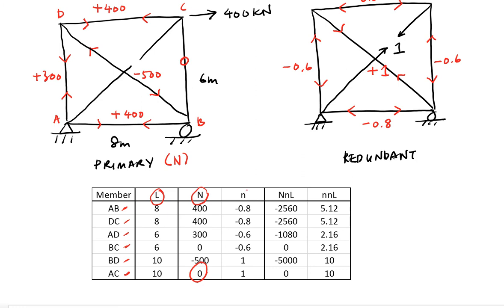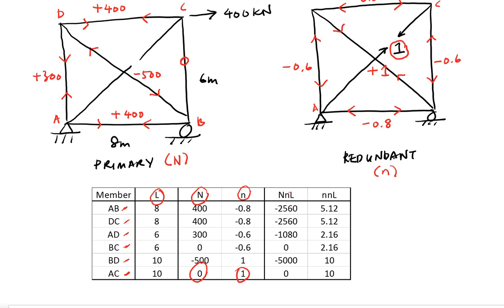And then for small n, this is the internal force under the redundant system. You put all the values in from your redundant system, and again you are applying a tensile force of 1 at member AC. So if you look at AC, the value is 1 here. Okay, all the others you just tabulate using the virtual work principle that you have learned before.